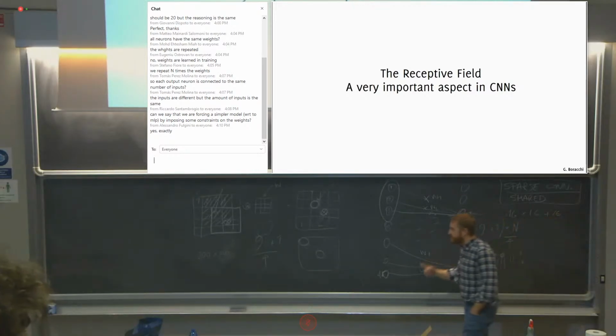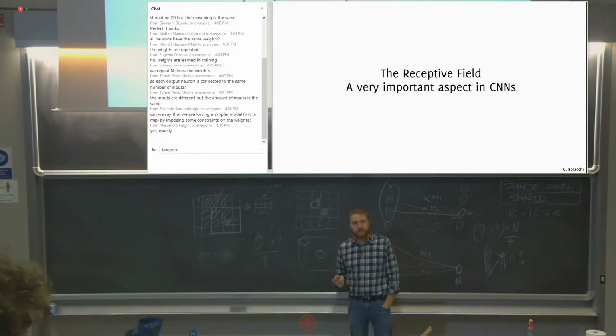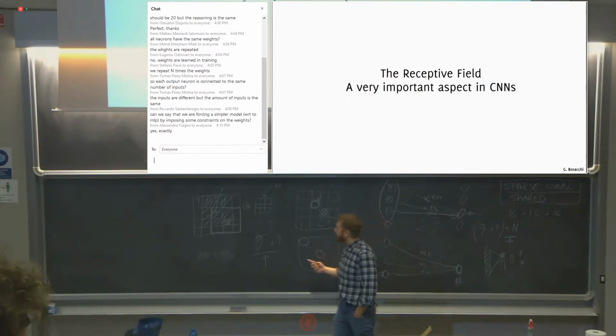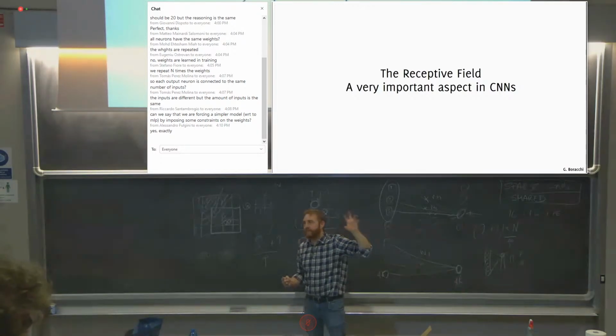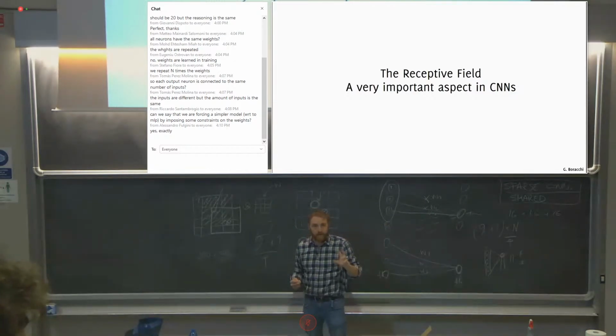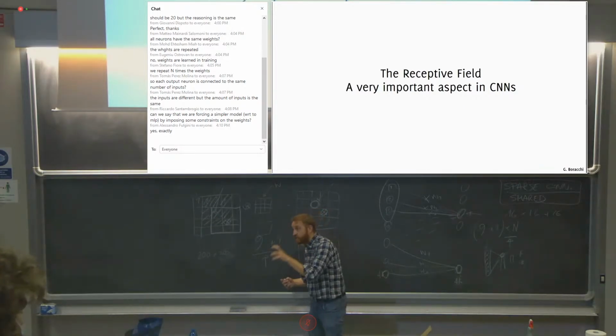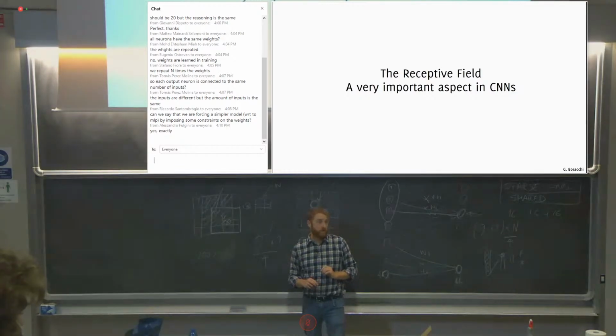But indeed, in the image, it makes perfect sense to use shared weights, because these filters can be seen as detecting patterns, finding some peculiar structure in the image. And these need to be computed everywhere in the image. They need to be computed the same through the whole image. Okay?